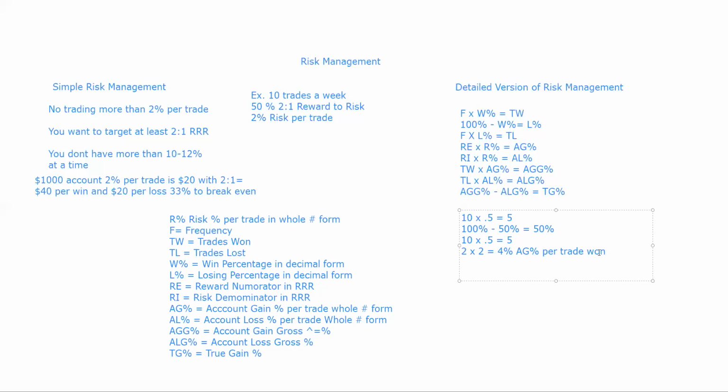Next part is 1, because you're 2-to-1, so your risk in this example is 1 for the reward to risk. So it's 1 times 2, because you're risking 2% per trade. And that's going to equal 2% account loss percentage per trade loss.